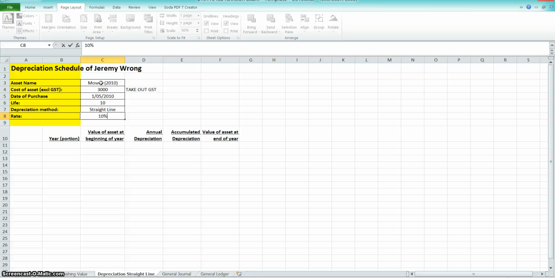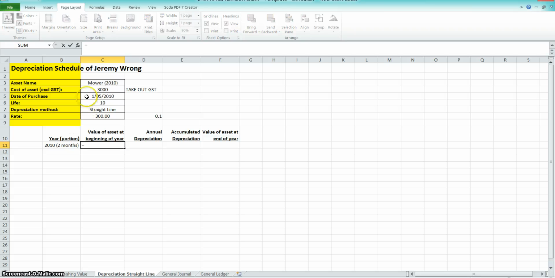But when we calculate our straight line method, remember the formula is the cost of the asset less any residual value. In this case, there's no residual value, so we'll just leave it off, divided by the life of the asset. So that's $300 a year, which you'll also see is 10%. So we've got $300 in there. In this table, we need to calculate for each year that she will own it for. Assuming she hasn't sold it, we'll do all 10 years. In the first year, which is the 2010 financial year, she's only owned it for a portion of the year. She bought it in May, so she's had it for all of May and all of June, therefore 2 months.